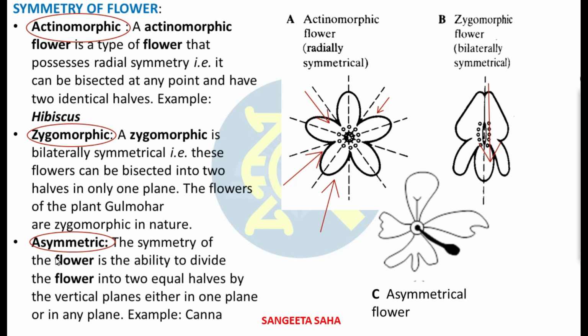Another type of flower is asymmetric flower, where the flower cannot be divided into two equal parts, as you can see in the picture, from any plane. Then it is said to be asymmetric.